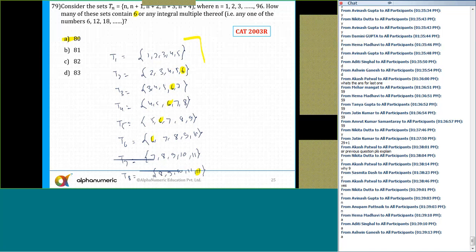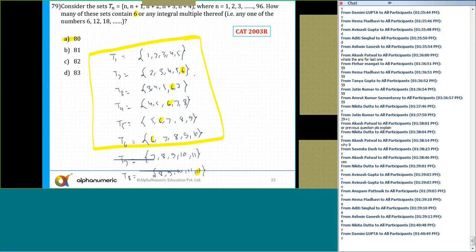So can I say in a group of every 6 consecutive sets, in 5 of the sets, there will be one number which is a multiple of 6, and one of the sets is not a multiple of 6. Is that clear to all of you?